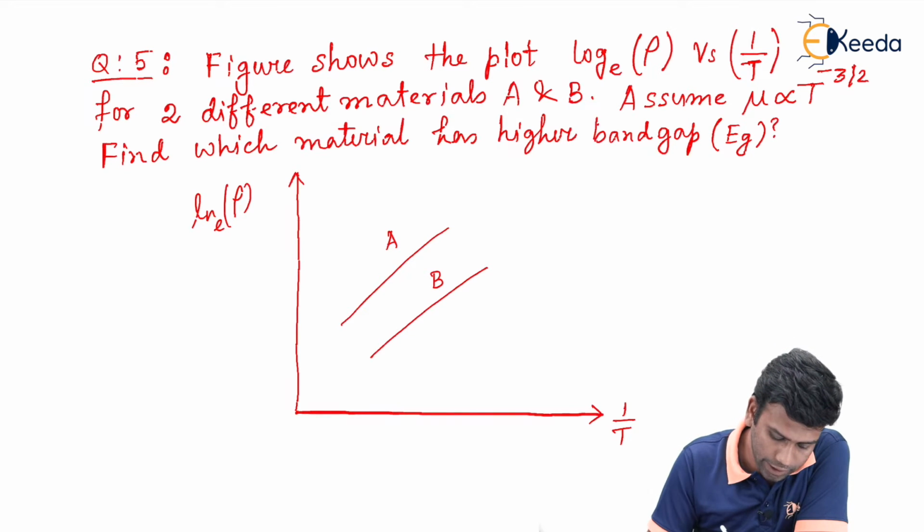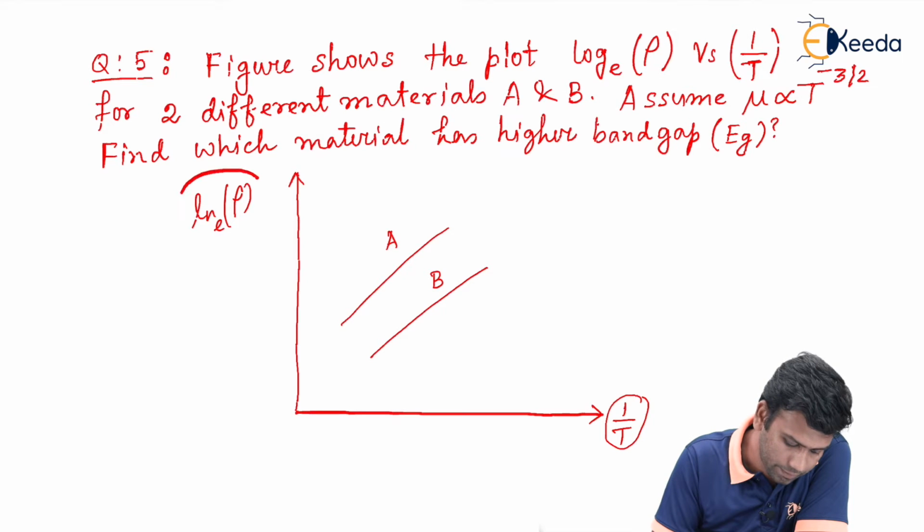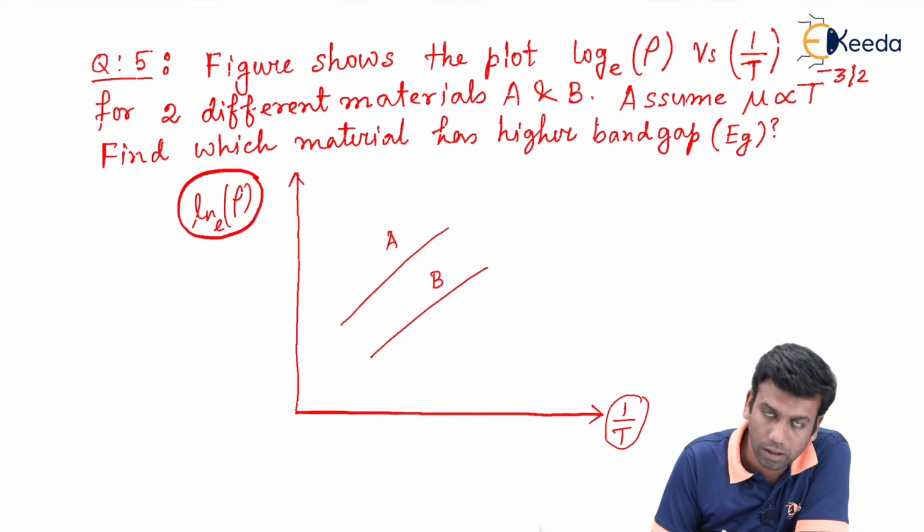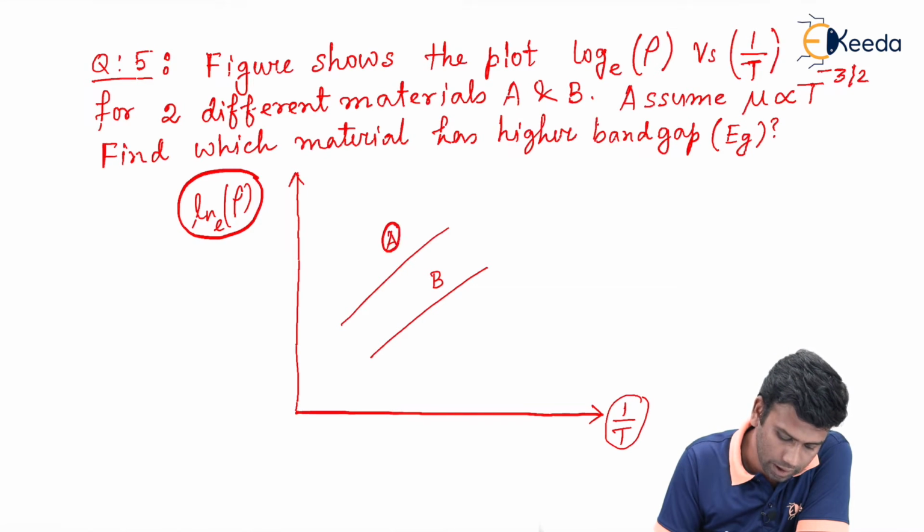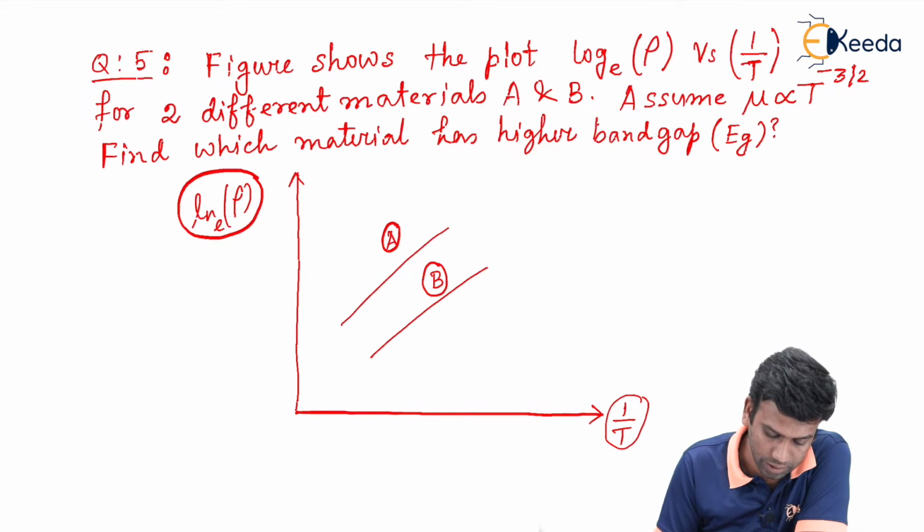So a plot has been given, and in the x axis it is the reciprocal of the temperature, and in the y axis it is ln of the resistivity, and the plot is given for two materials A and B. So we have to calculate which material will have a higher band gap, that is Eg.